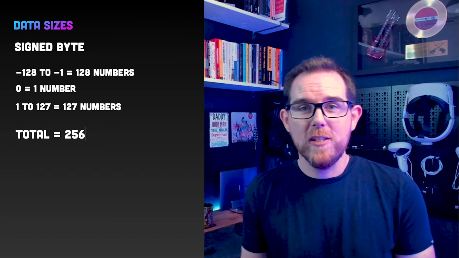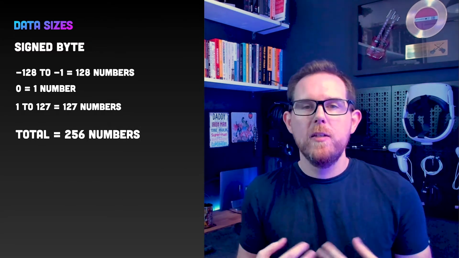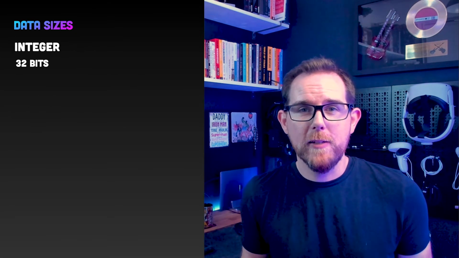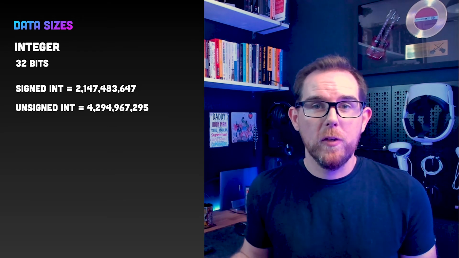This is just 8 digits, but of course the more digits we add to the binary number, the larger numbers that we can represent with it. So an int typically takes up 32 bits, which means it's a 32-digit binary number. If it's a signed int, we can store just over 2 billion, but if it's an unsigned int, we can store over 4 billion.